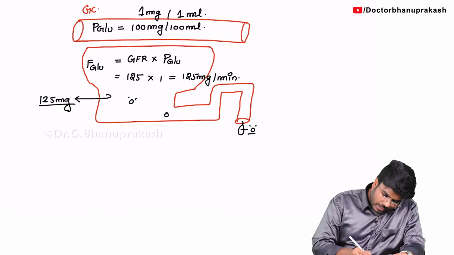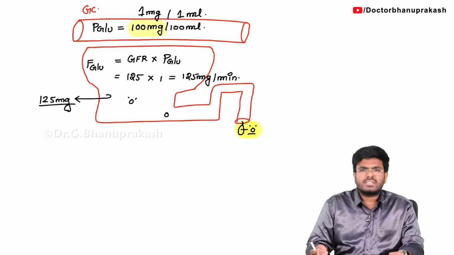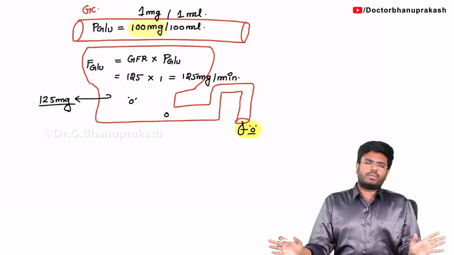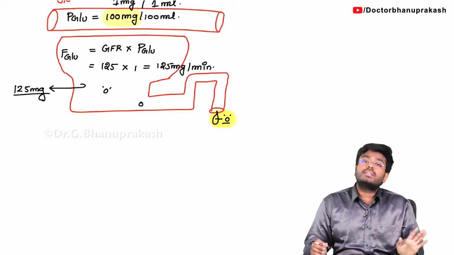See, when your plasma glucose is in the normal range, how much is the plasma glucose? 100 milligrams. Is any glucose seen in the urine? No glucose is seen in the urine, not even one molecule of glucose. But what is the renal threshold value for glucose?